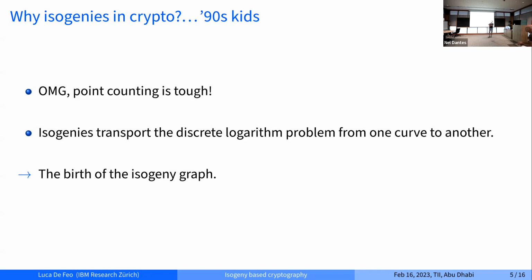And the standard algorithm to do this is called Schoof's algorithm. It was invented in 84, 85, around that time. And then successive refinements by Atkin, Elkies, and many other contributors introduced the theory of isogenies in Schoof's algorithm to accelerate it.